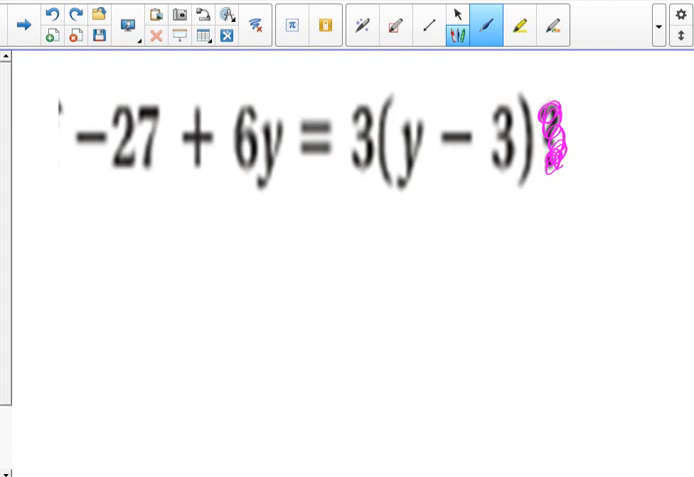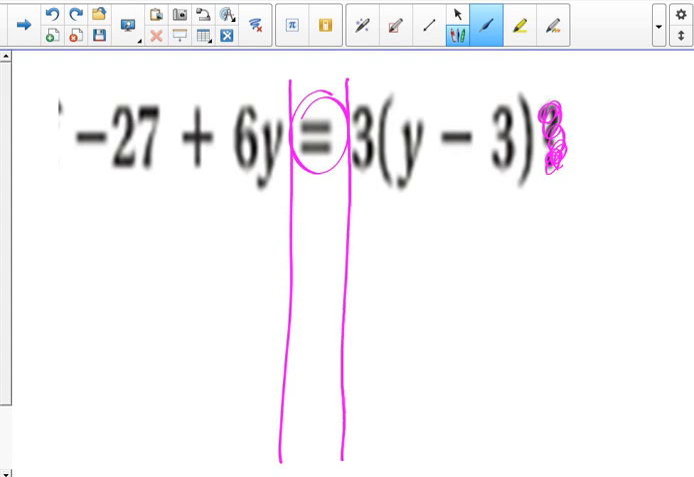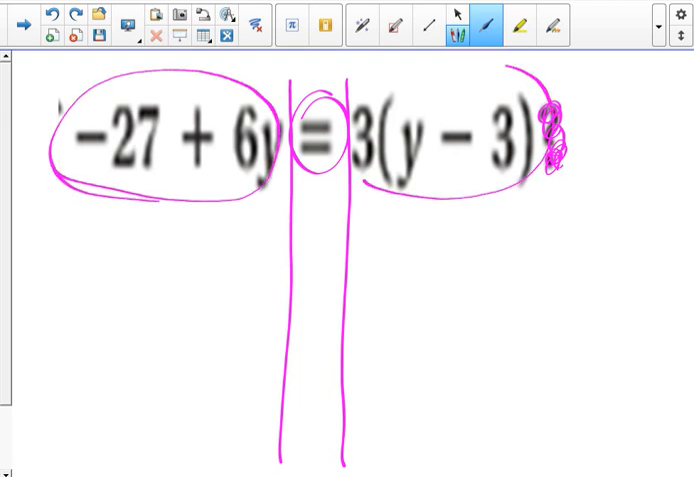All right, so the first thing we need to do is find our equal sign. Aha, there it is. So I'm going to make my river of equality here. And now I'm going to look at each side. Is each side simplified? This one is. This one's not, because I can distribute this 3 across those two terms, right?